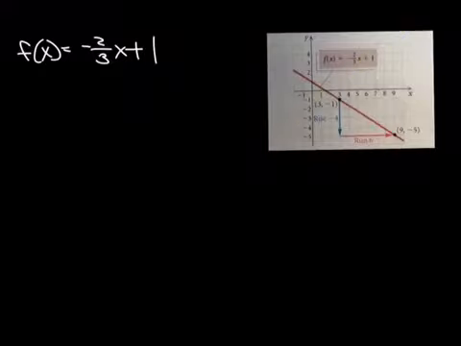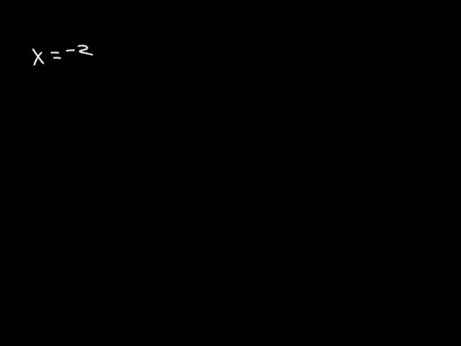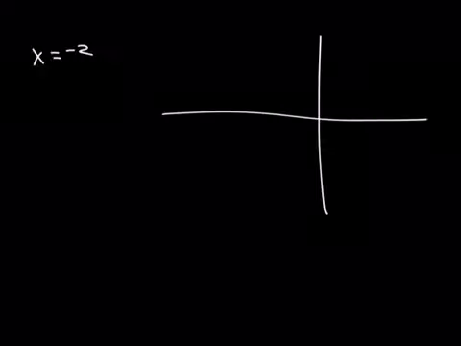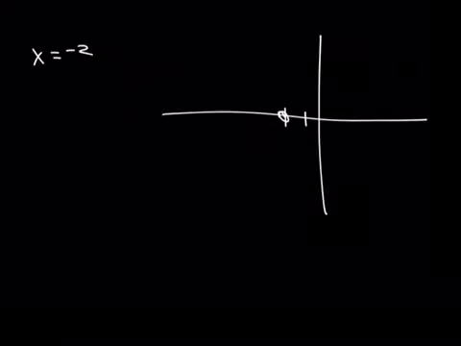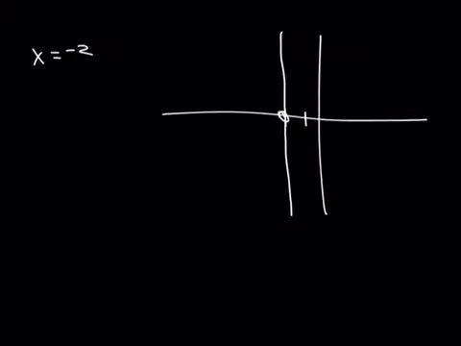Get rid of some of this stuff here. Example 2 says graph each linear equation and determine its slope. So we've got our first linear equation as x equals negative 2. Remember, if we're graphing this and x is negative 2, that means x is right there. And y doesn't matter what it is, it's just going to give me a vertical line.